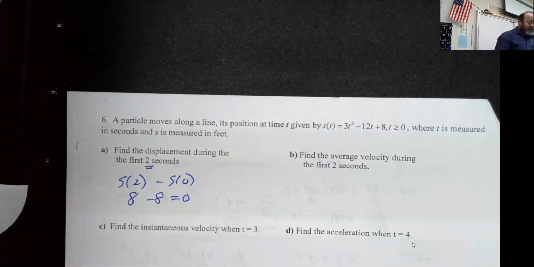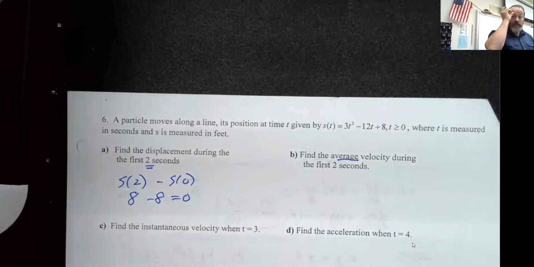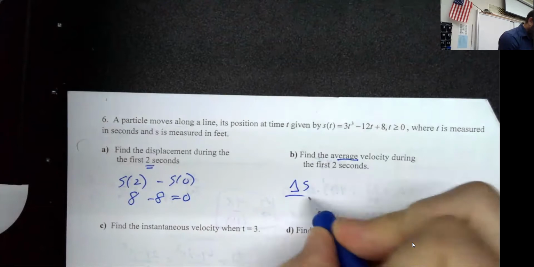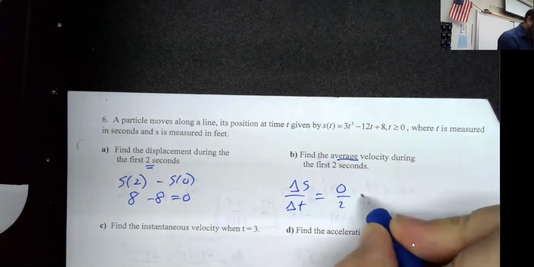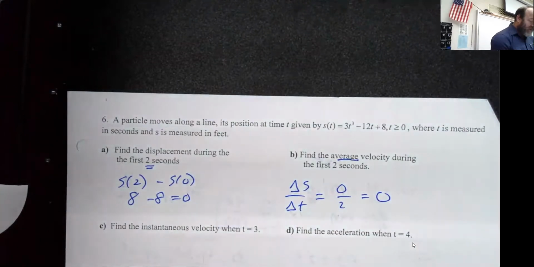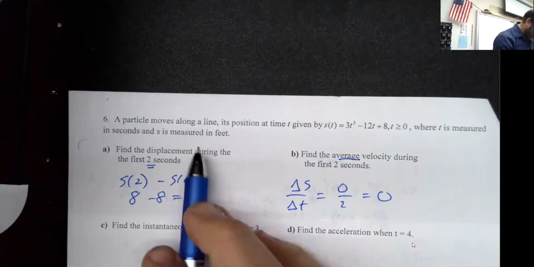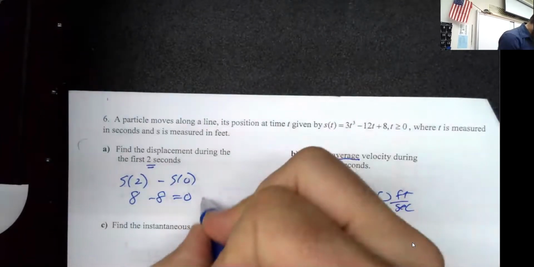Now, if you're going to find your average velocity, the average velocity is not instantaneous. It's literally what happened to your change in position over your change in time. And we just found out that we didn't move in that 2-second period of time. So my average velocity would be 0 feet per second. That would be 0 feet.